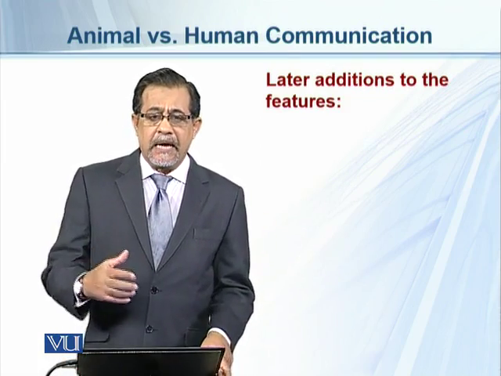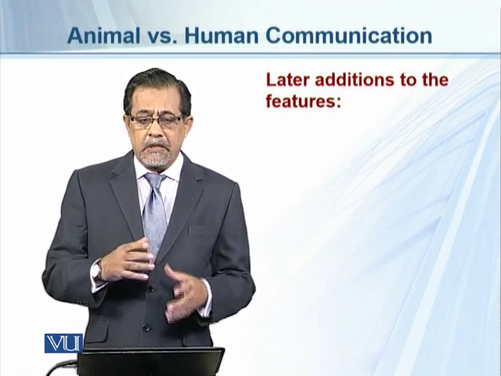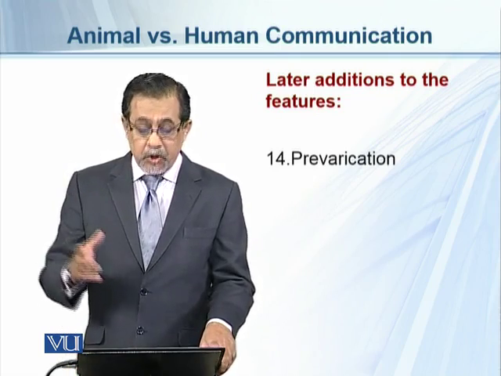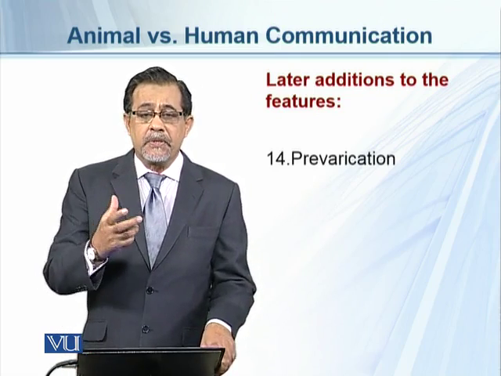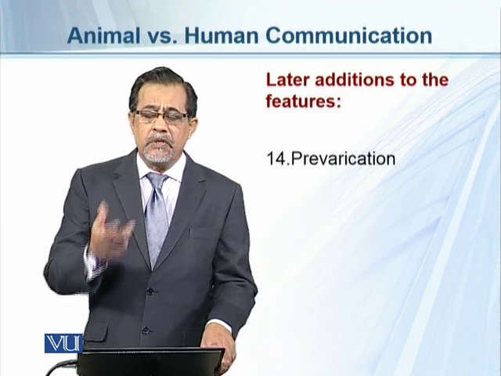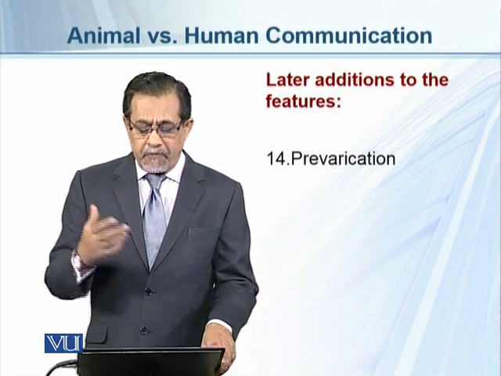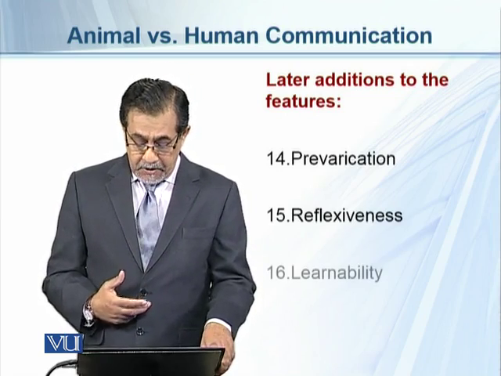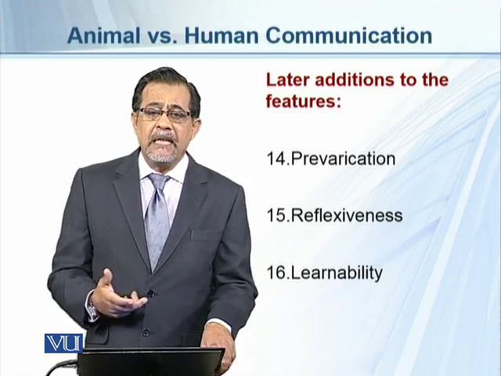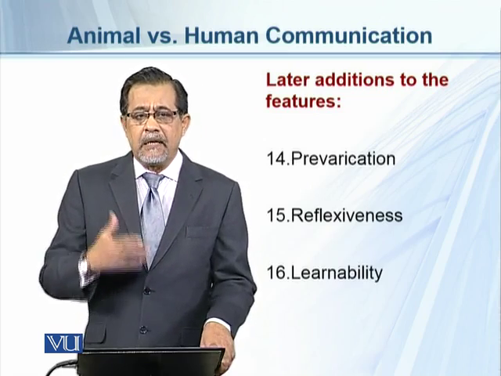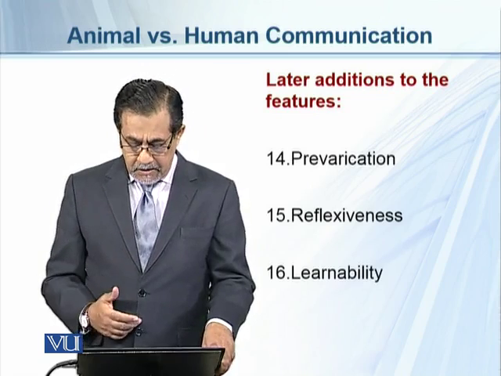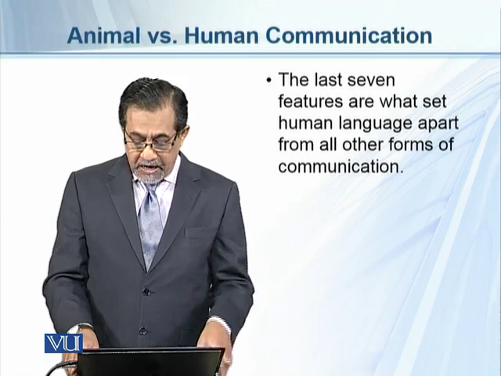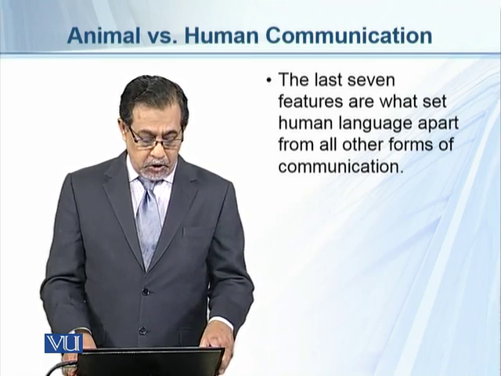Later, Hockett added some more features to his design features, like prevarication, that a person can say anything which is hypothetical or false. Reflexiveness, that we can talk about language itself. Learnability, we can learn any language, especially a child can learn a language better than an adult. The last 7 features are what set human language apart from all other forms of communication.